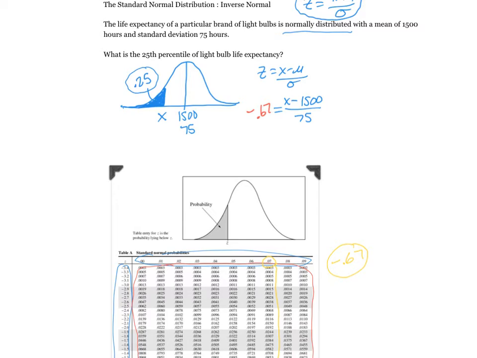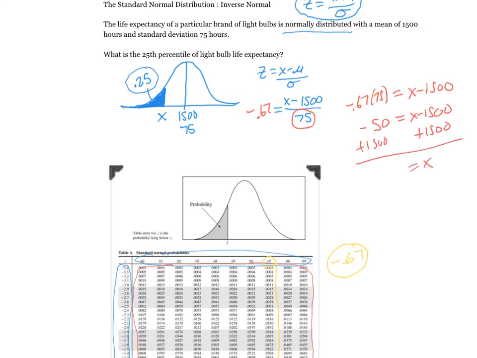The way we do that is multiply both sides by 75. So that'd be my first move. I need to get rid of this 75. So when I multiply those two, I get negative 50. And then, of course, I would add 1,500 to both sides. And I would get 1,450.